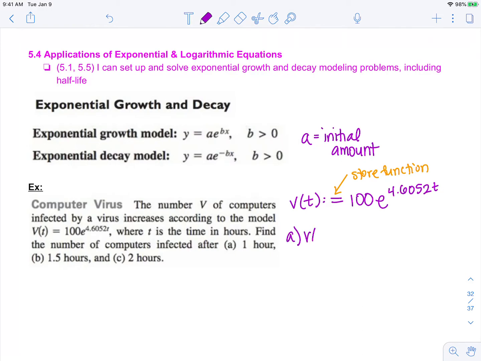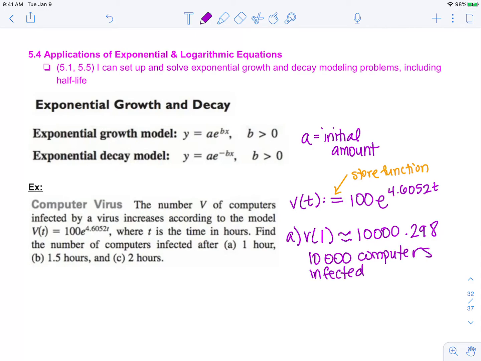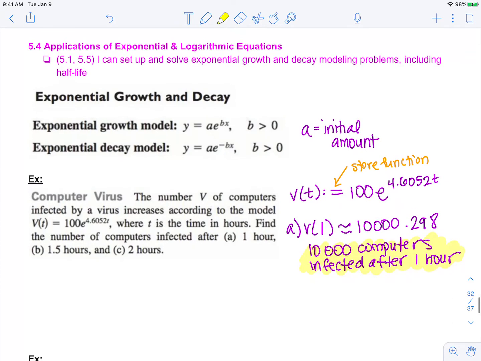Part A is asking for V of 1. That's approximately 10,000.298 computers. Now, for computers, it really doesn't make sense to have a decimal amount of computers. So I would say 10,000 computers infected after 1 hour, right? We can't have a piece of a computer infected. Maybe in theory, but we're actually counting completely infected computers.